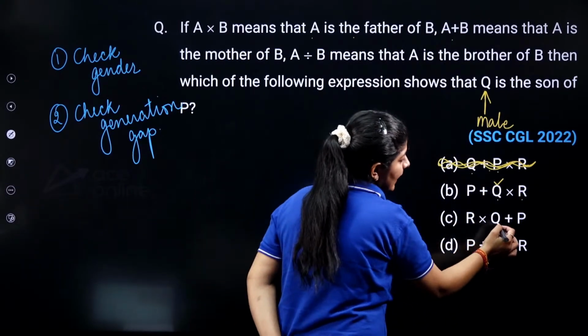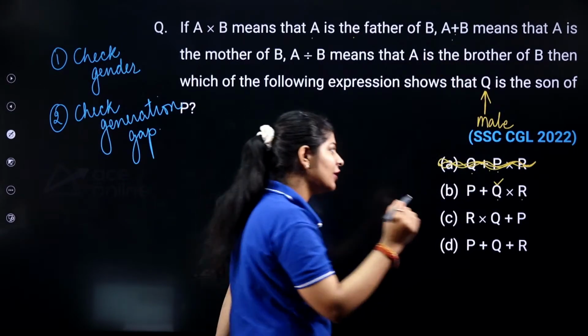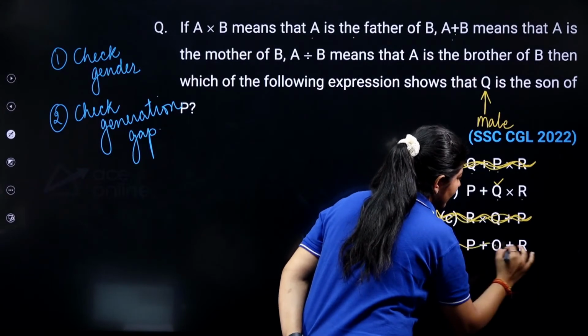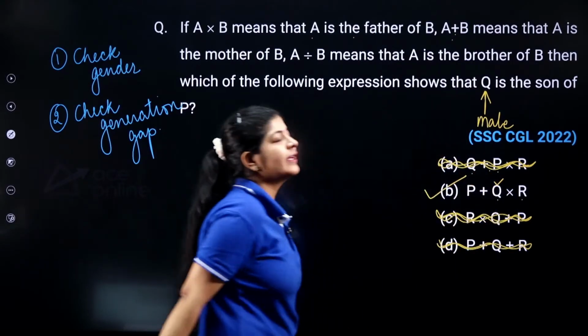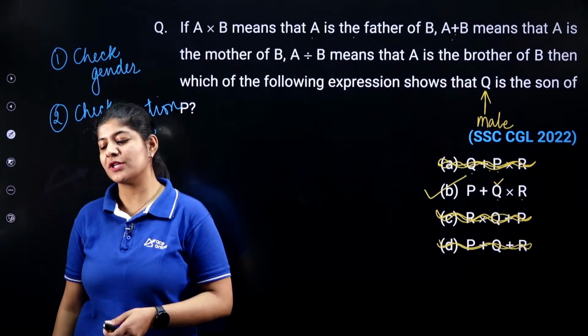Next one. Q plus P. Where do we have plus? Plus shows the mother relation. Eliminate. Next. Plus. Eliminate. So the correct answer over here is your option number B.